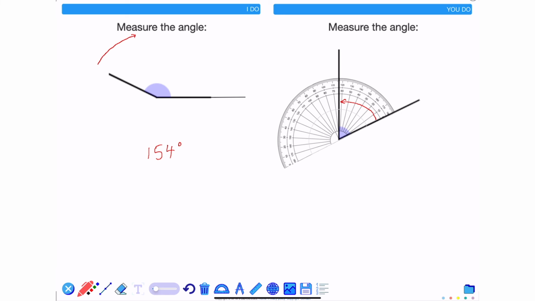I can see that the line is 3 degrees in to 60, so my angle is 63 degrees.